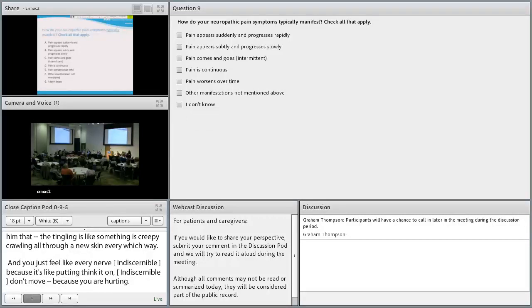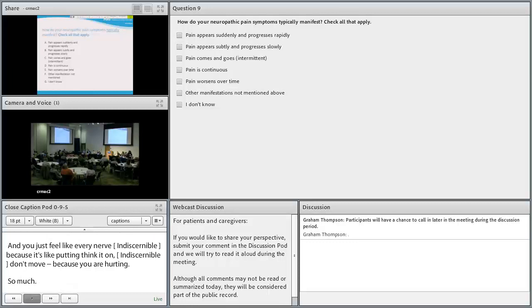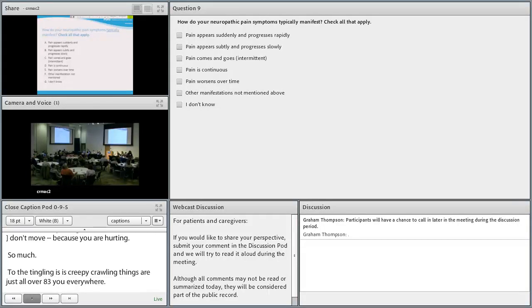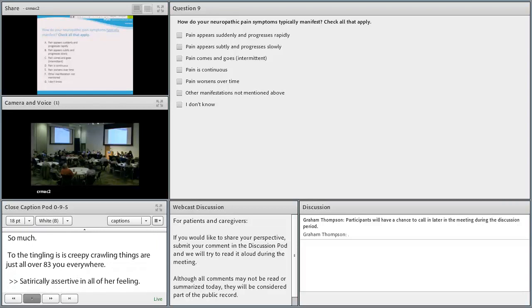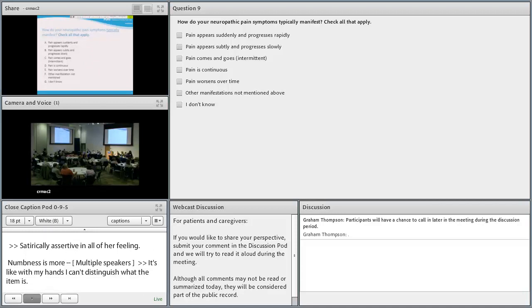So tingling is sort of an all-over feeling. Numbness is maybe more localized. Cannot distinguish, like feeling. With my hands, I can't distinguish what the item is. With my leg, if you were to squeeze my leg, I can see you're squeezing it, but I can't initially feel the pressure. Okay. Thank you, Tanya. And I think Lou wanted to say something.